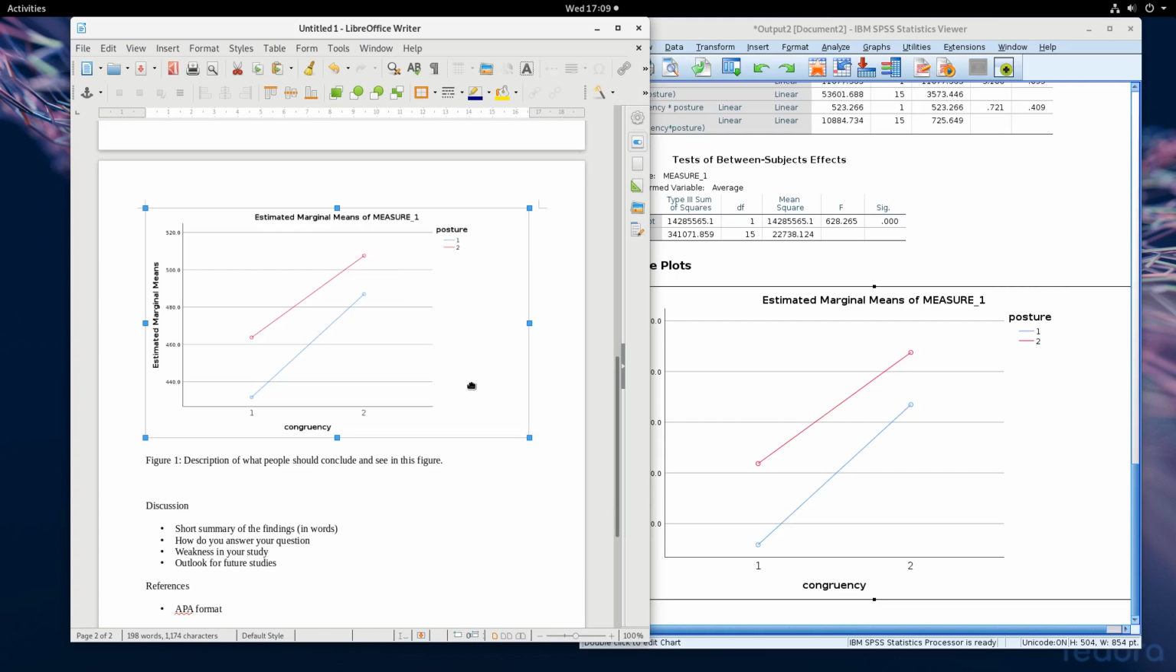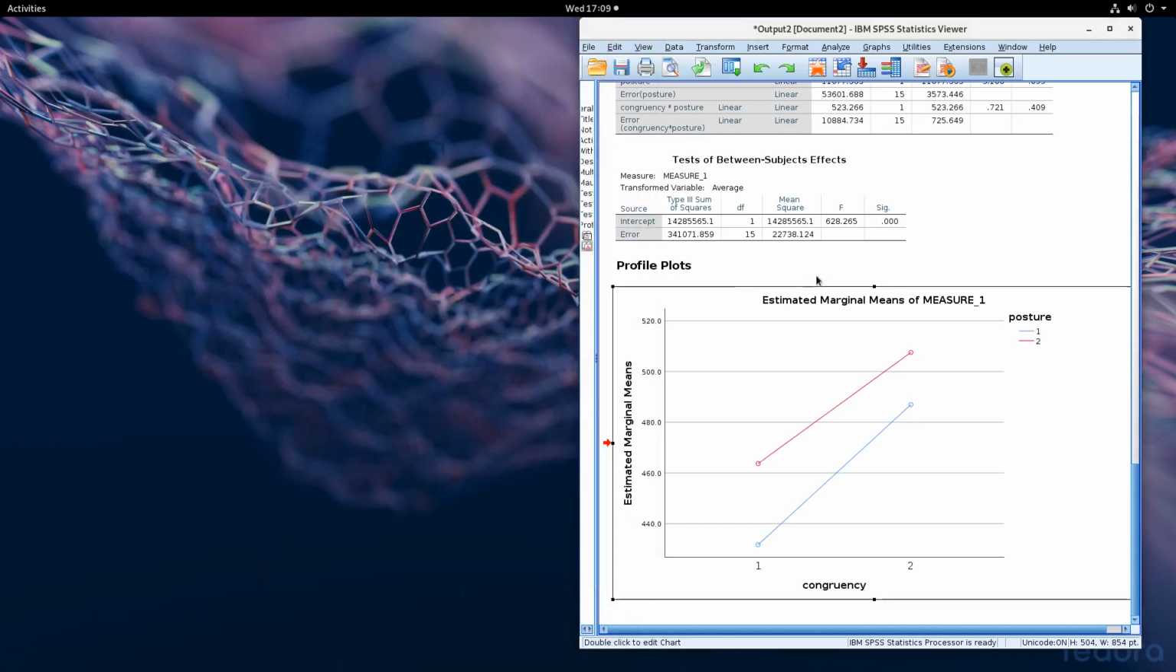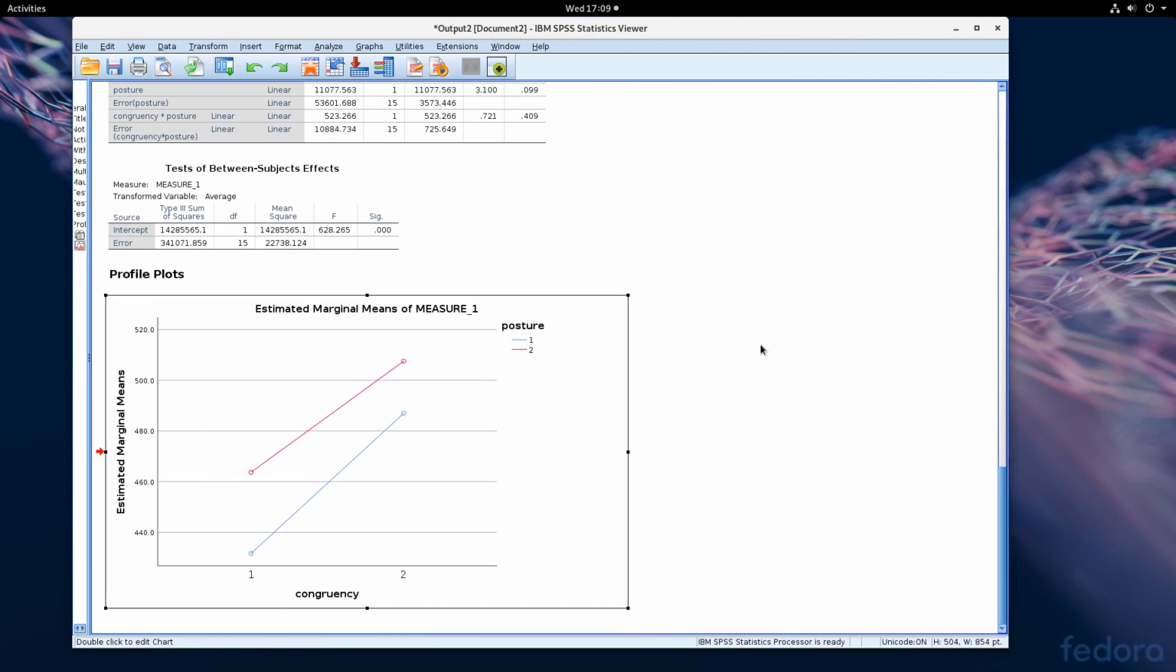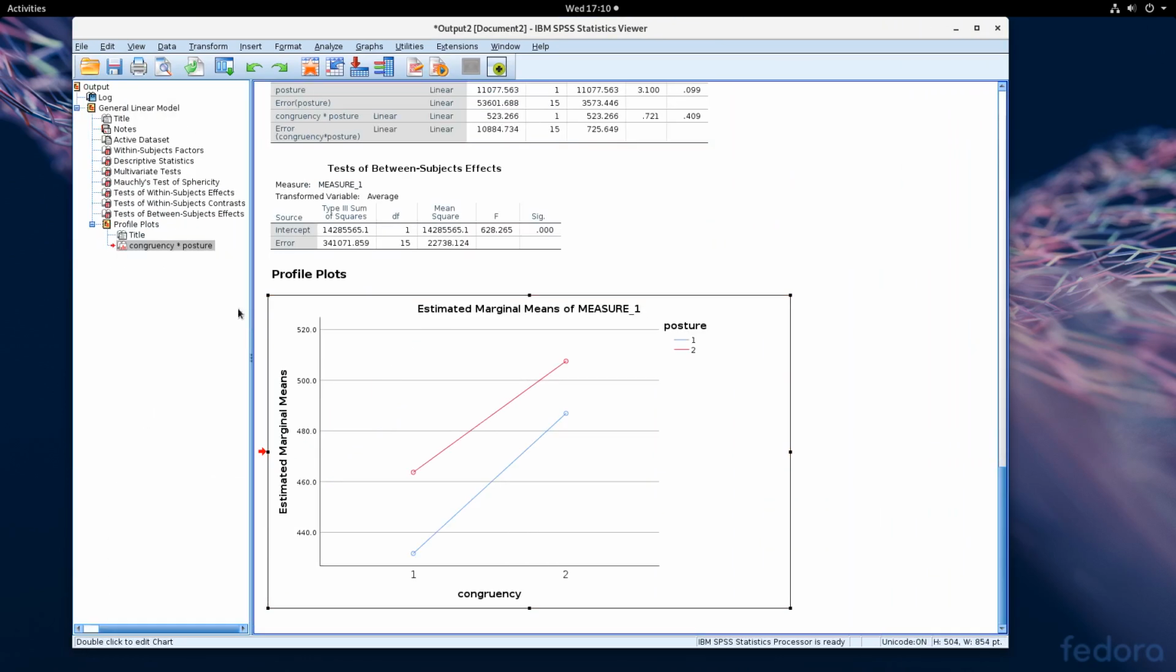Right. So now I just wanted to go back, so I'm going to close this here. I'm going back to my SPSS window, and I just wanted to explain a little bit more about this interaction, what it actually means, in case you find this difficult. If you look at this, you know that this is congruent and this is incongruent, and that the blue line is the normal posture, and the red line is the swapped arms posture.